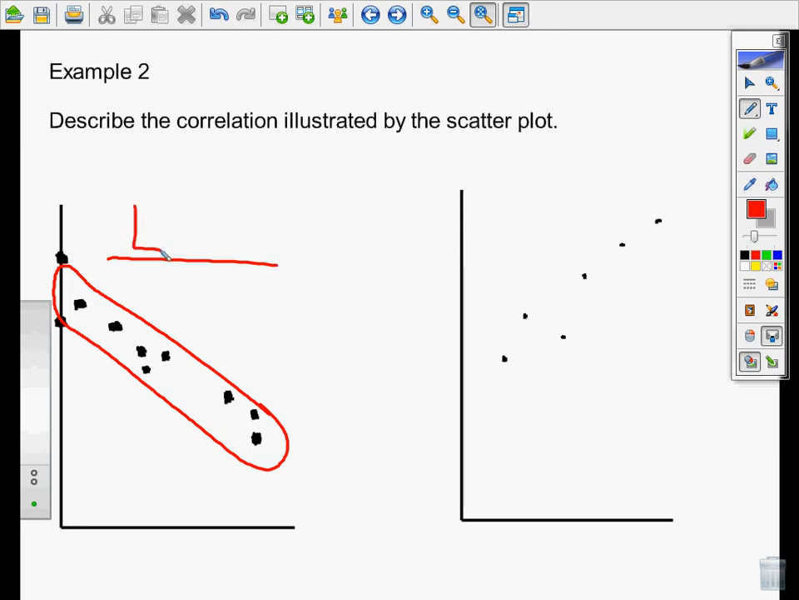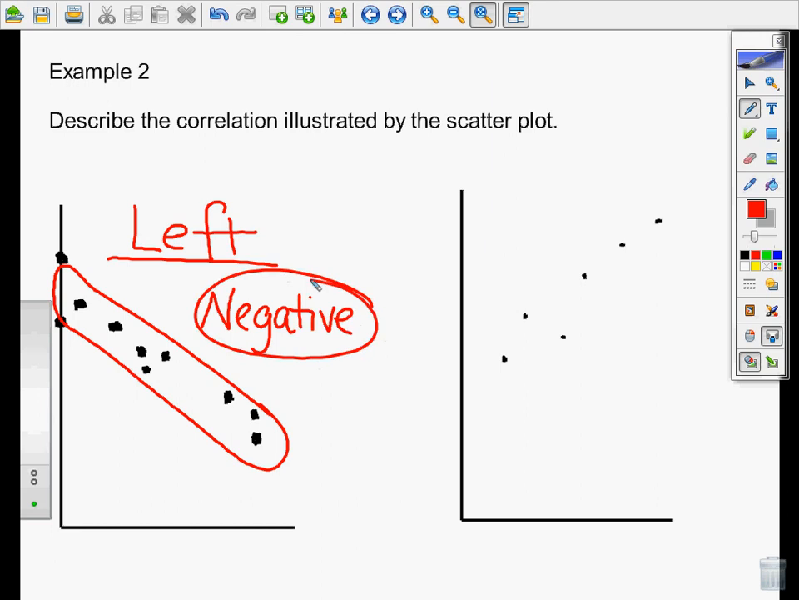Okay, did you say that it's leaning left, so it's a negative correlation? If you said that, you're absolutely right. This is definitely negative. What's happening is, as we're going towards the right on the x-axis, that means we're increasing on the x, the values on the y are coming down. And so that's a negative correlation. Plus, visually, the graph is leaning to the left.